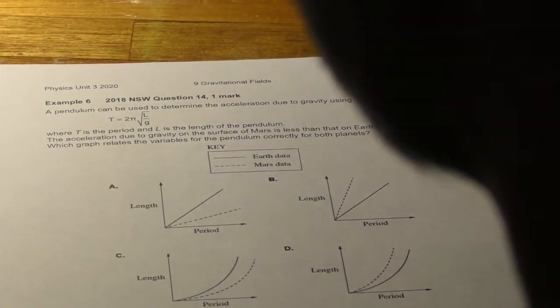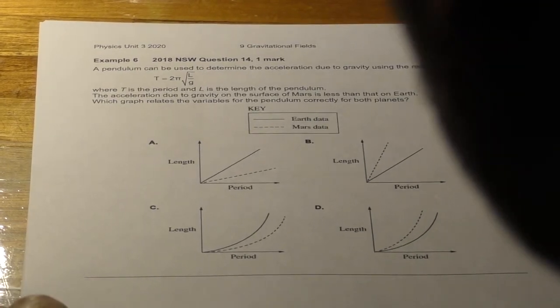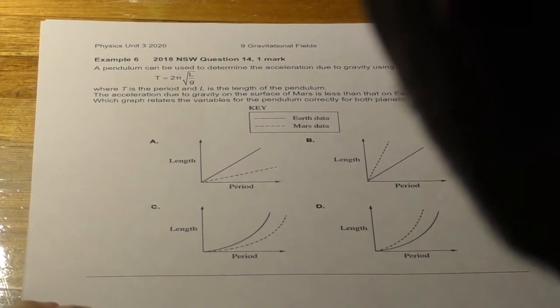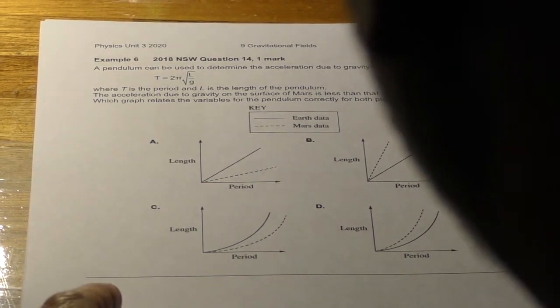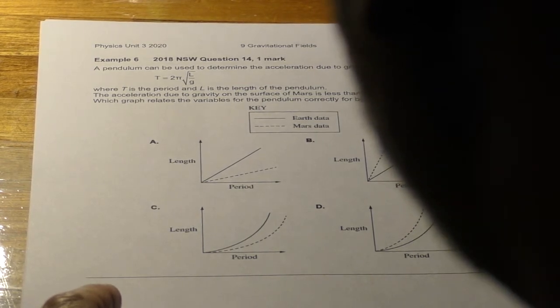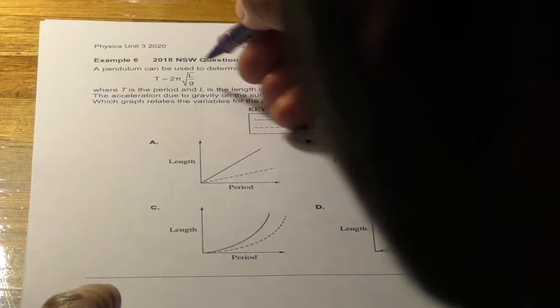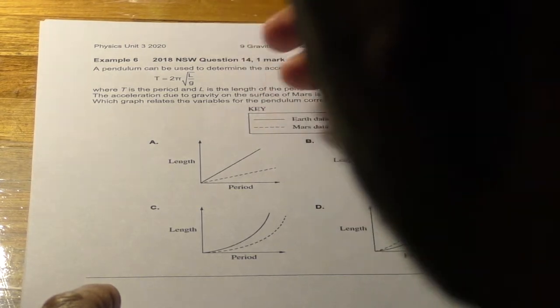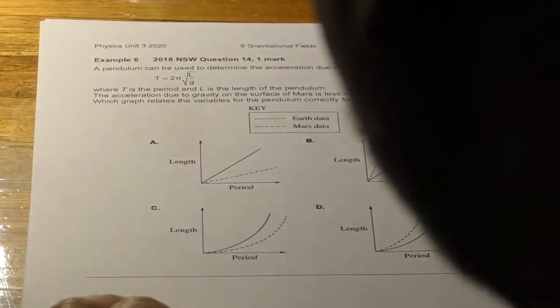Example 6 is interesting because it makes use of a part of a formula that is not part of the study design, but is incredibly common. You would probably have experienced this as part of year 11 physics. A pendulum can be used to determine the acceleration due to gravity using the relationship T, for period, is equal to 2 pi root L on g, where L is the length of the pendulum and g is the acceleration due to gravity at the Earth's surface.